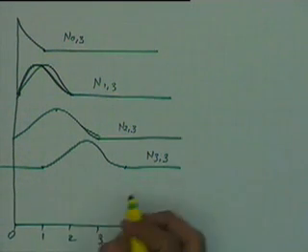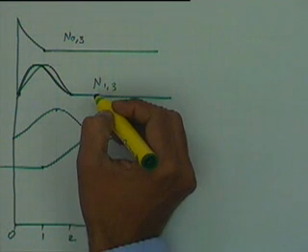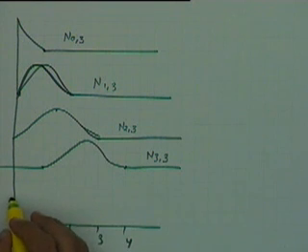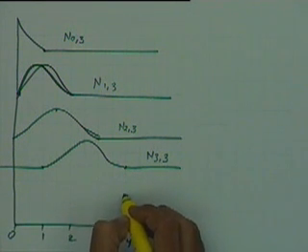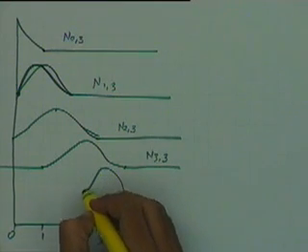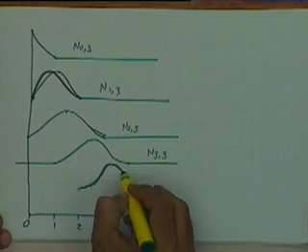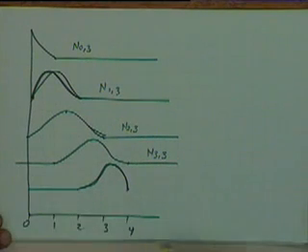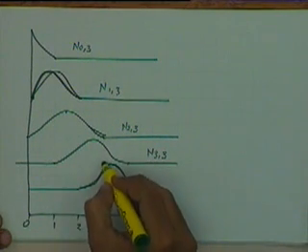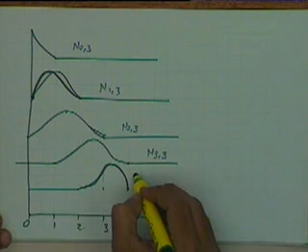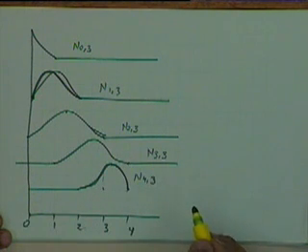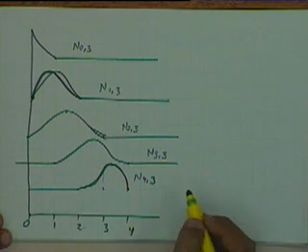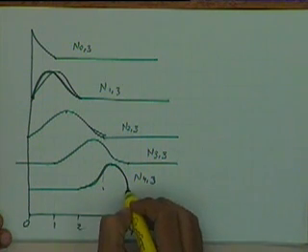Okay, n43 would be similar to n13 now. So n43 peaks slightly beyond the center. This is the center for n43. It peaks slightly beyond this. And finally n53 will look like this.